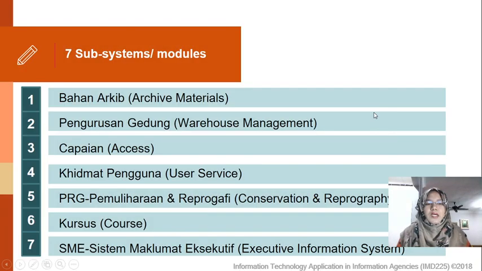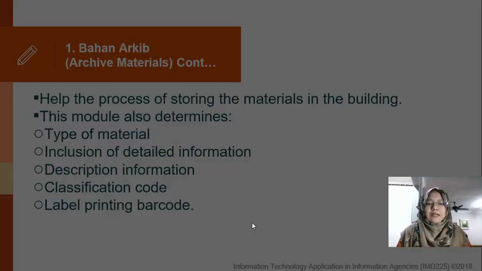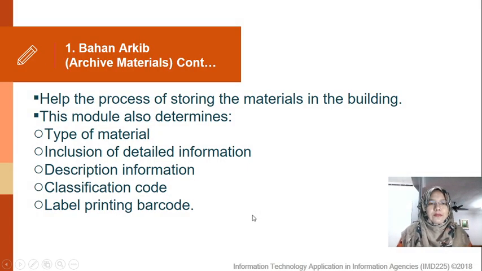There are seven subsystems or modules in Kompas, starting from archive material or bahan arsip, warehouse management or pengurusan gedung, access or capaian, user service or khidmat pengguna, conservation and reprography or pemulihan dan reprografi, course or kursus, and also executive information system or sistem maklumat eksekutif. So we look at them one by one. Bahan arsip helps the process of storing the materials in the building.